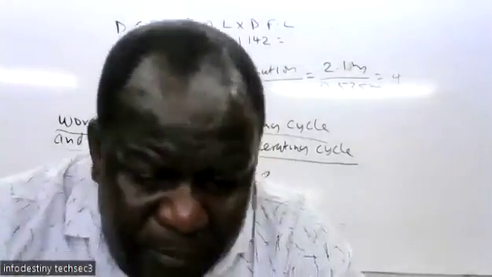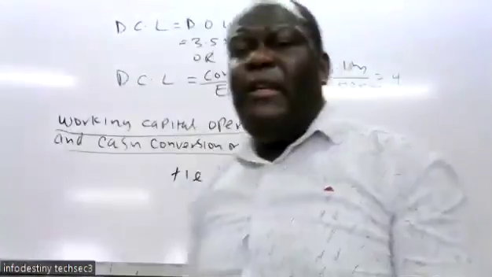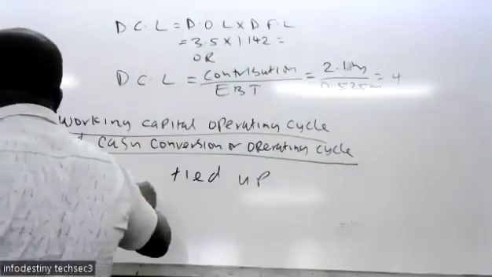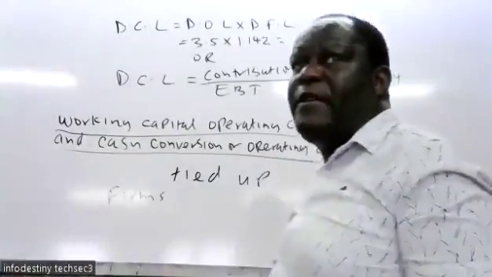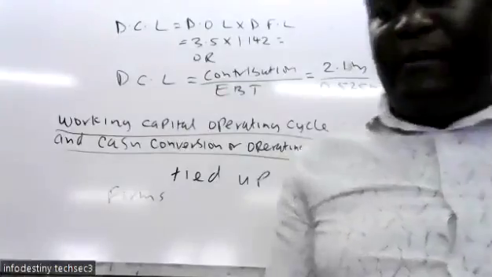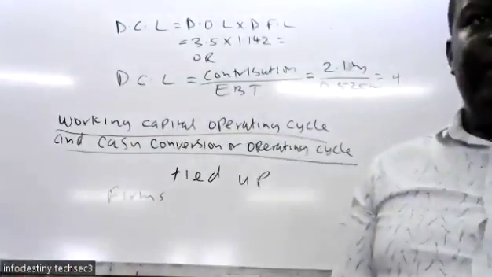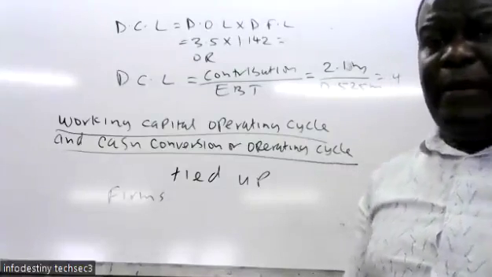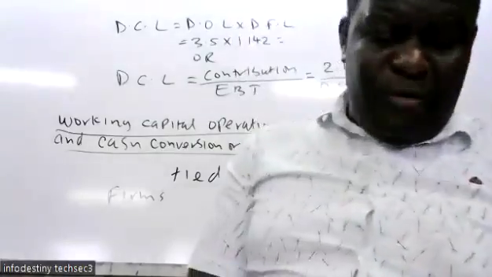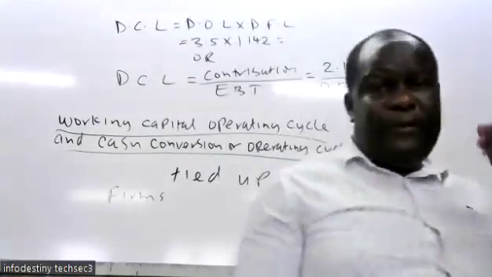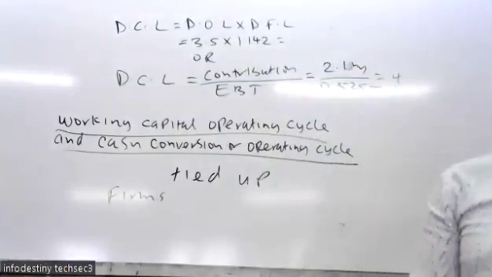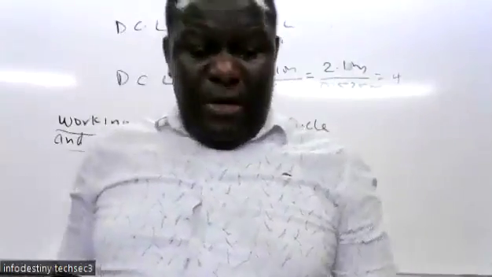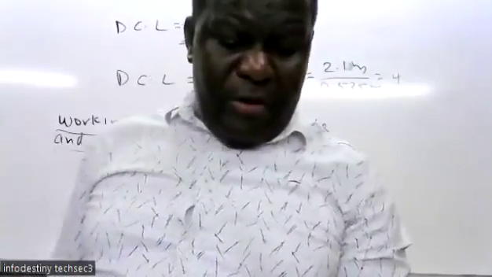So Roman letter one will be non-manufacturing firms. Number two would be manufacturing firms. So we start off with the non-manufacturing firms.